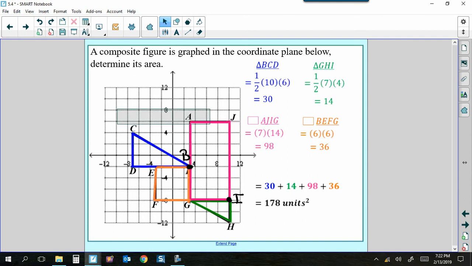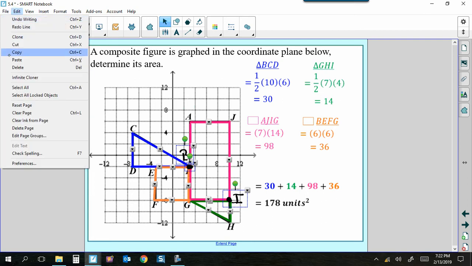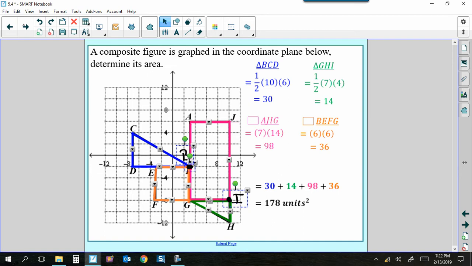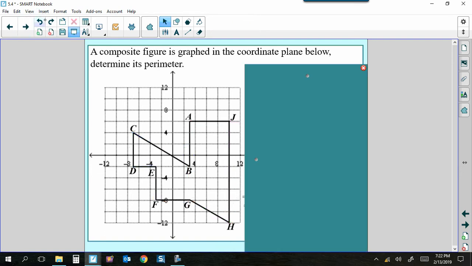I'm going to use these same 4 shapes, obviously, since you guys are sharing this picture for the 2 problems, so I'm going to copy it. And I'm going to paste it.